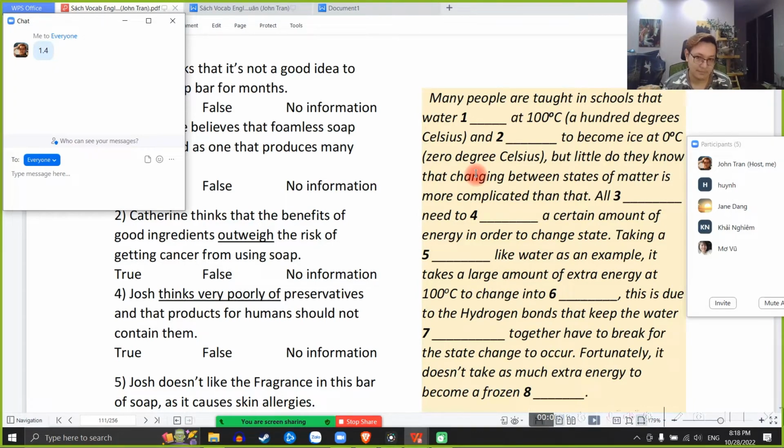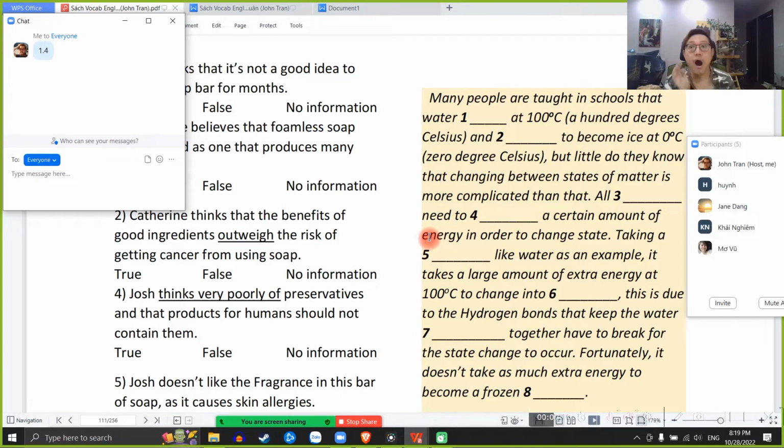But little do they know that changing between states of matter. Change. Nó có âm DZ nè. Change thì là changing. Changing between states of matter is more complicated than that. All liquid need to absorb a certain amount of energy.